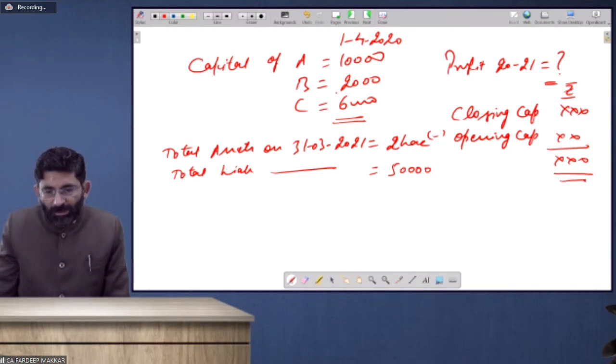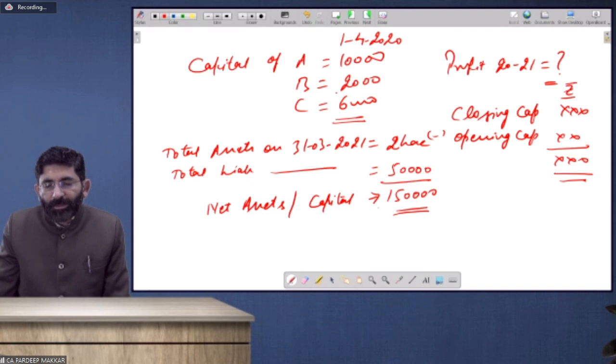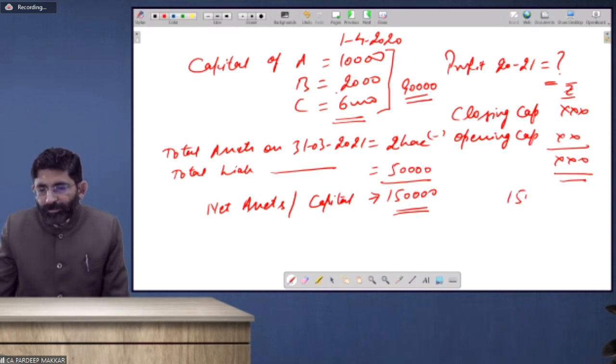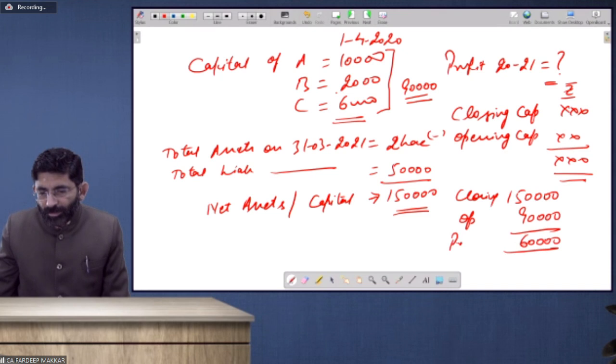So in the given case, here it is 1,50,000. This is net assets. Assets minus liabilities is equal to net assets. Net assets and capital are one and the same thing. So it is 1,50,000, this is the closing capital. Opening capital is also given, it totals 90,000. So closing capital is 1,50,000, opening capital is 90,000. So how much is the profit? Profit for the year 2021 is 60,000.